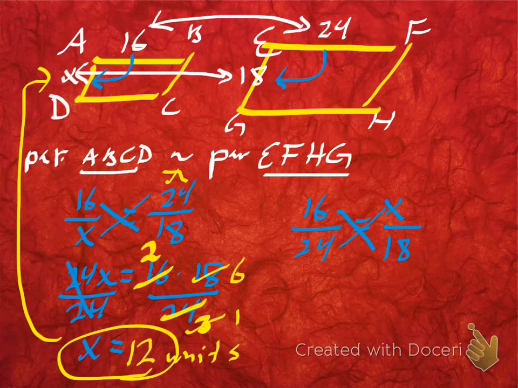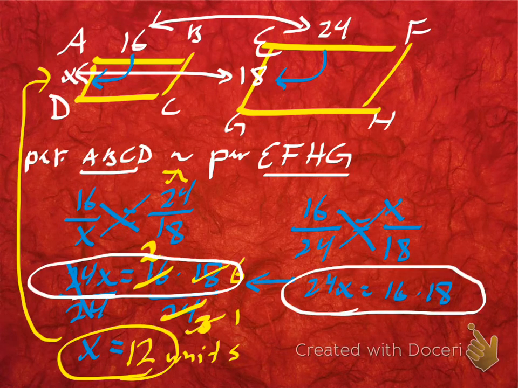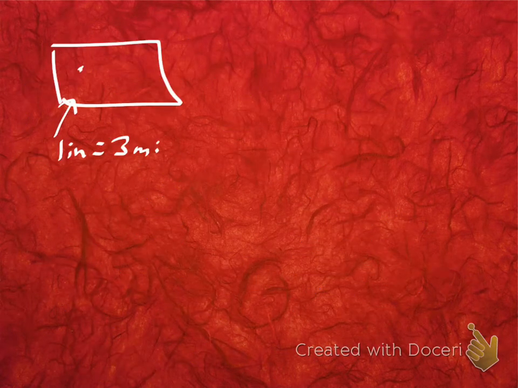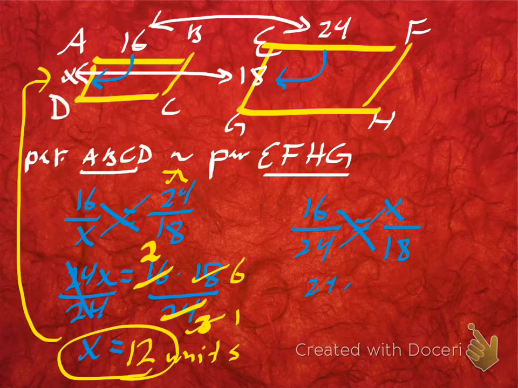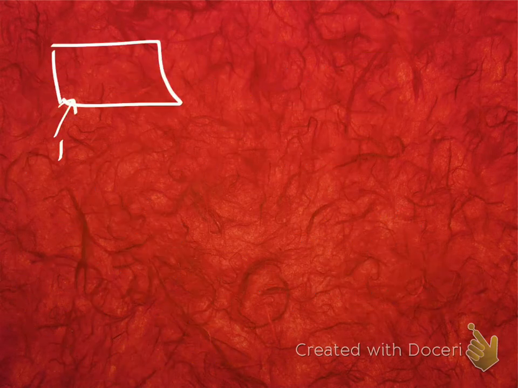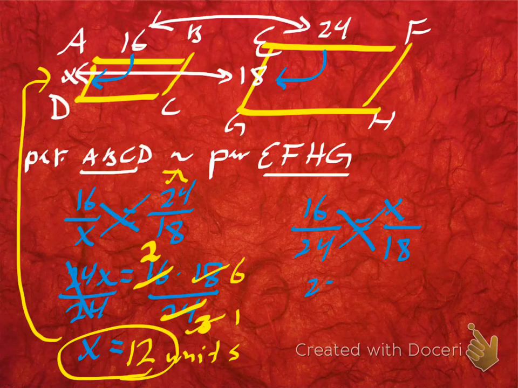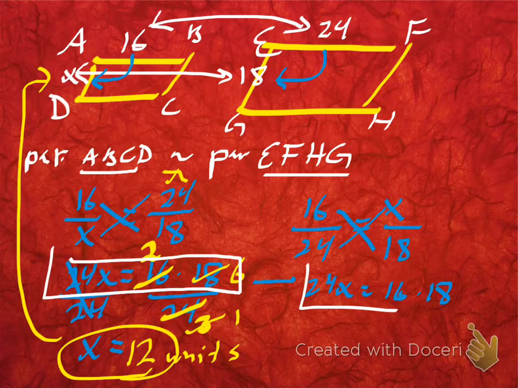Now, this may look like a completely different proportion, but look what happens when we cross multiply it. We're going to get the same cross product, which is 24x equals 16 times 18. To make it a little more clear, hopefully you can see that this cross product right here is the same as this cross product right there. Okay, let's continue on.